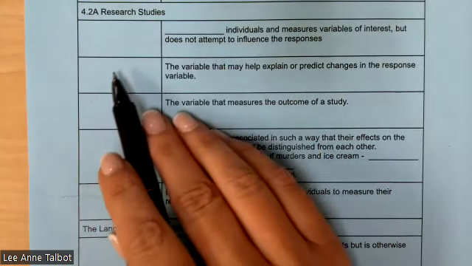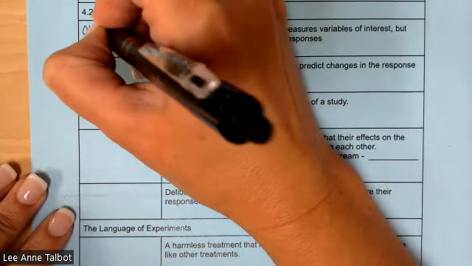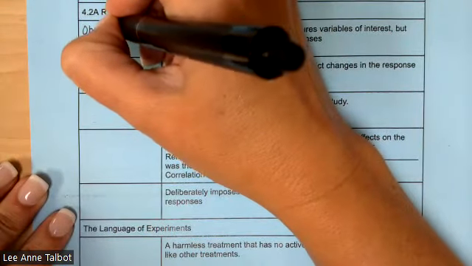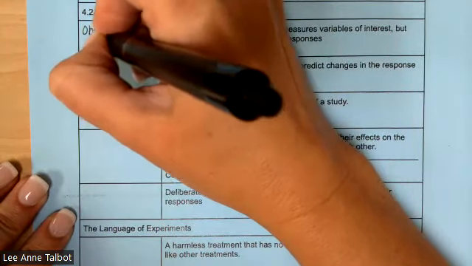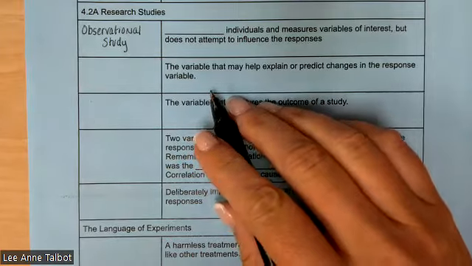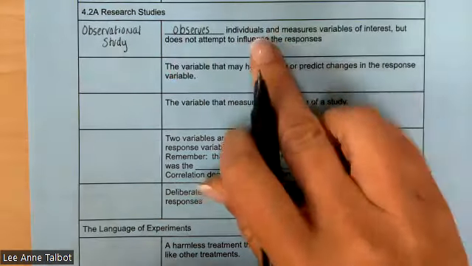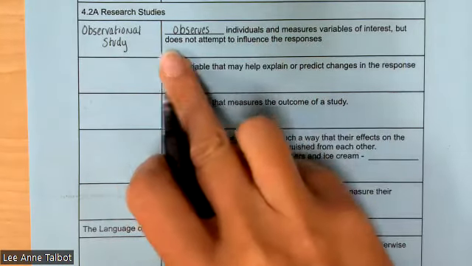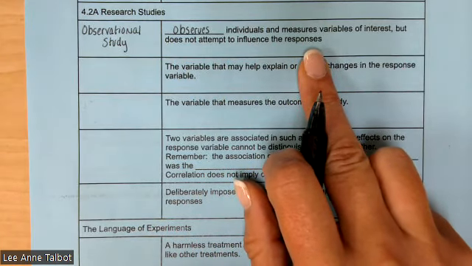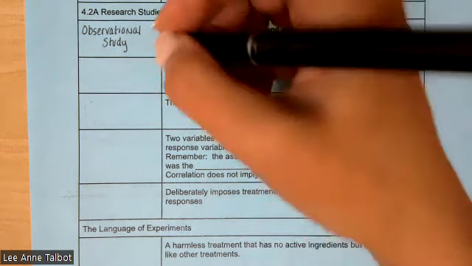First, we have different types of research studies. This first one is called an observational study. And an observational study observes individuals and measures variables of interest, but does not attempt to influence the responses. So it's not really changing anybody's behavior. It's just measuring what currently exists.